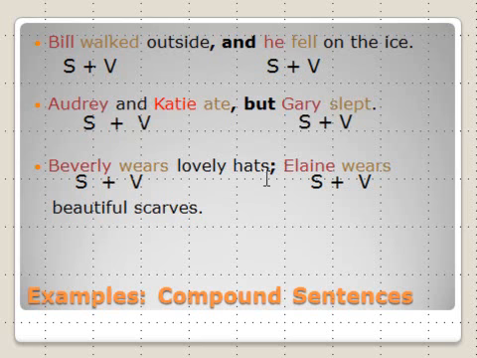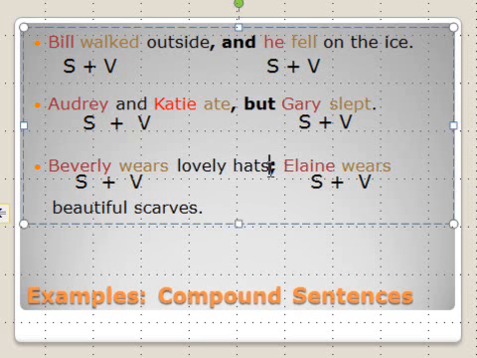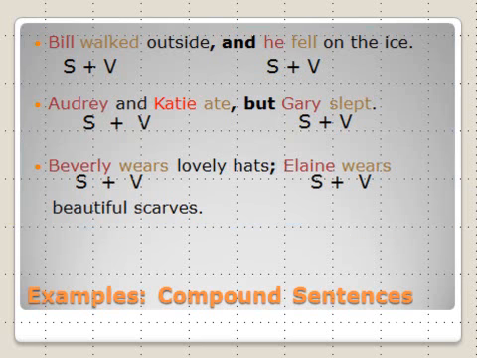In our third example, we have two independent clauses, but this time I have them separated by a semicolon. A semicolon is just as correct as having a comma and a coordinating conjunction. There's no difference. It's just choice.